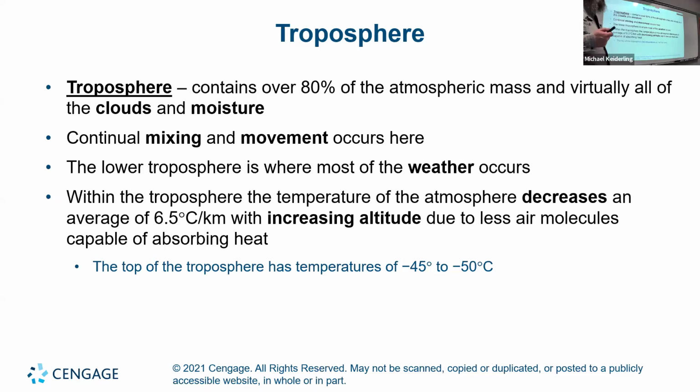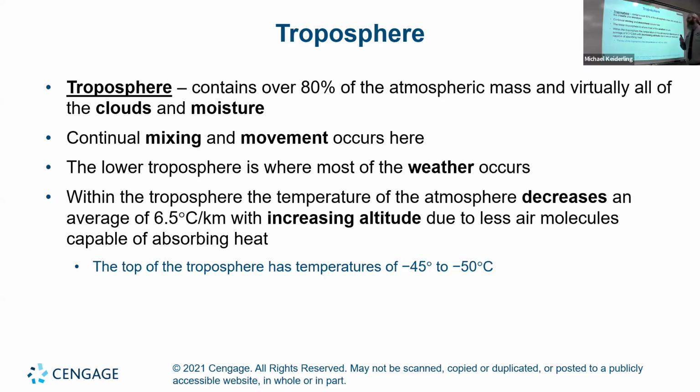So the troposphere has over 80% of the atmospheric mass and virtually all of the clouds and moisture. Continual mixing and movement occurs here. And the lower troposphere is where weather happens. The troposphere is basically the only part of the atmosphere that's thick enough to have complicated things happen in it. Weather basically only happens in the troposphere because it's the only part that's dense enough for it.